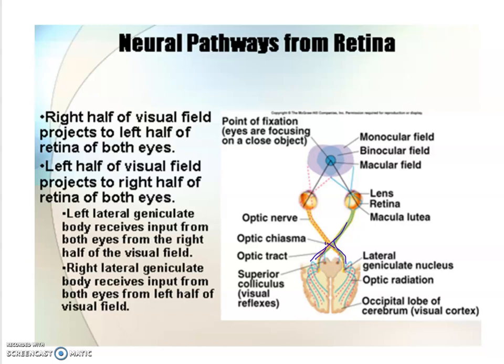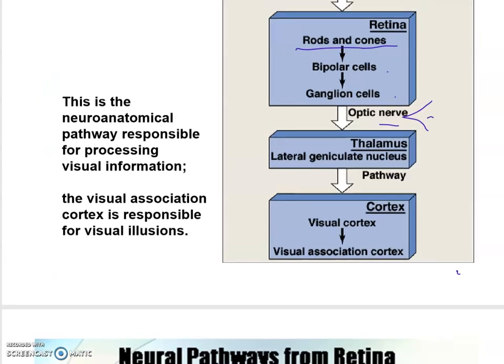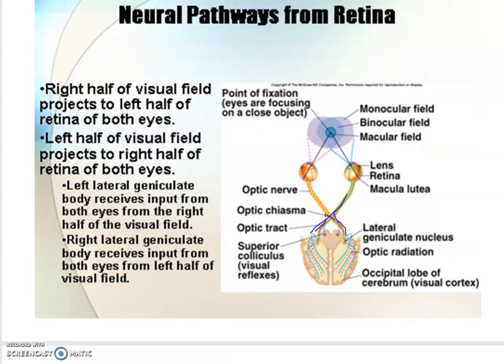Then we have the optic tracts, of course, here. So optic nerve, optic chiasma, optic tracts. That was left out over here. So that's this part right there.